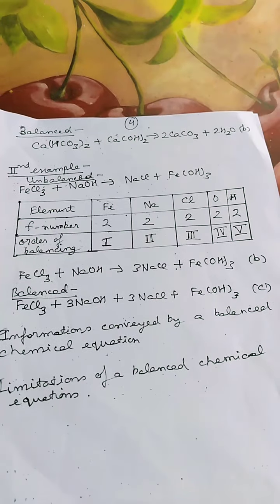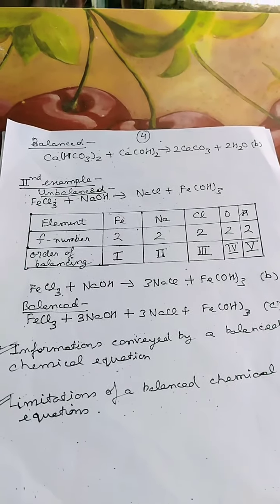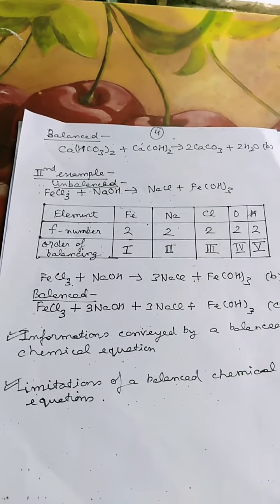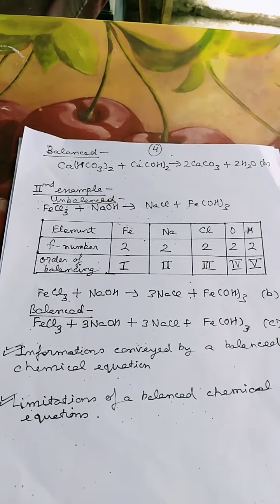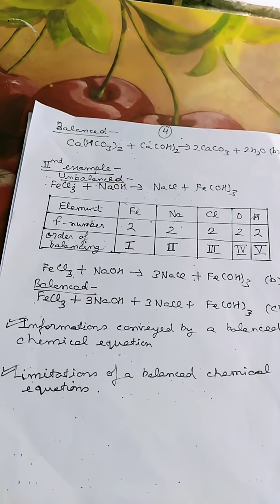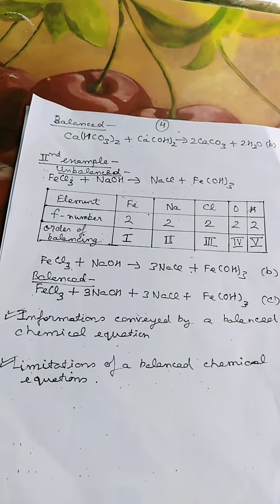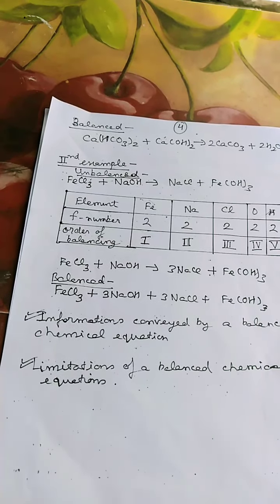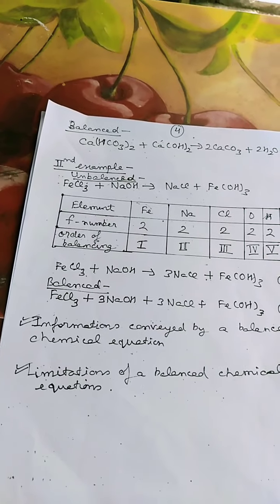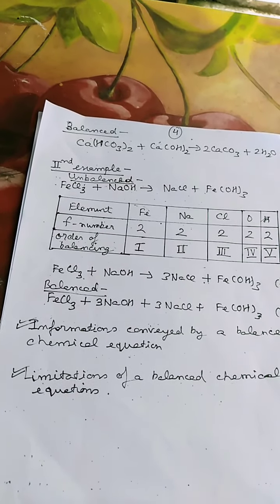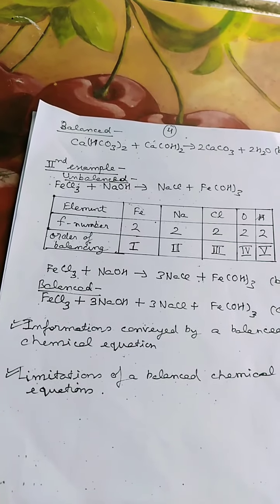Then we will see atoms of sodium has become 3. So we will multiply NaOH by 3 and we are having now balanced equation. Now we will look towards oxygen, which is having 3 atoms on left hand side and 3 atoms of oxygen on right hand side. Hydrogen 3 atoms on left hand side and on right hand side 3 atoms of hydrogen. Thus it is balanced now.